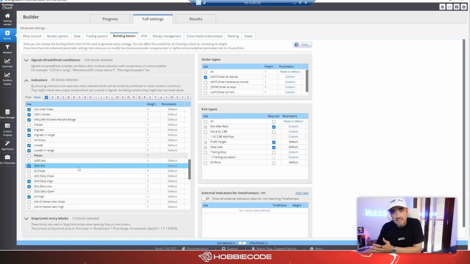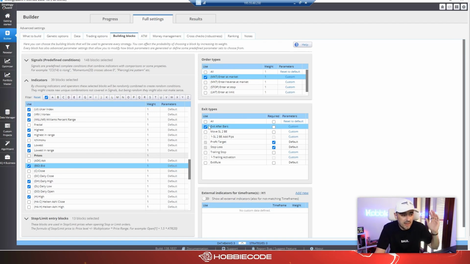Now let's move on to the exit part. Well, here we can select how we enter the market, a stop or limit, different types of entry, and the type of exit can be after X candles. For example, I remove this to keep it very simple. Profit target and stop loss.